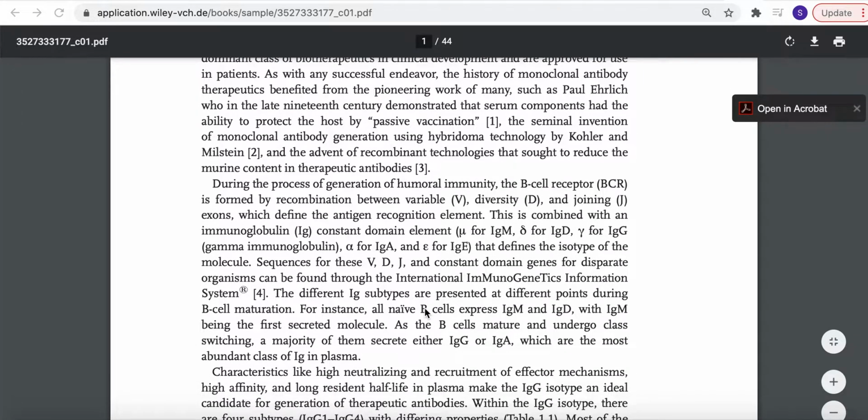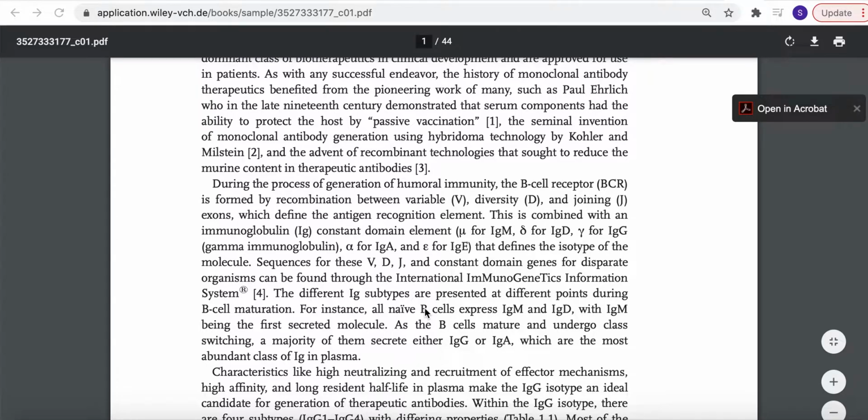During the process of generation of humoral immunity, the B cell receptor is formed by recombination between variable, diversity and joining exons which define the antigen recognition element. This is combined with an immunoglobulin constant domain element that defines the isotype of the molecule. Sequences for these VDJ and constant domain genes for disparate organisms can be found through the International Immunogenetics Information System.